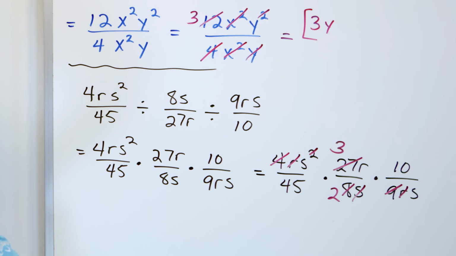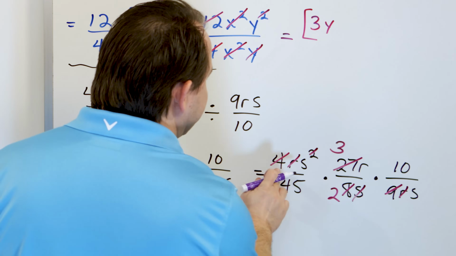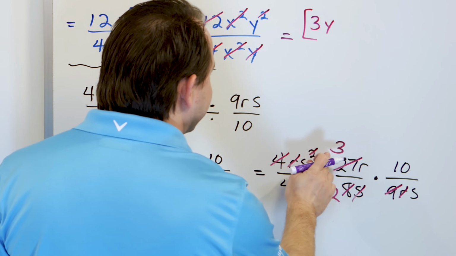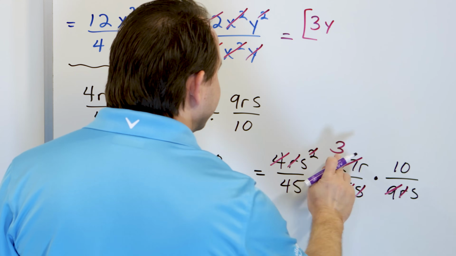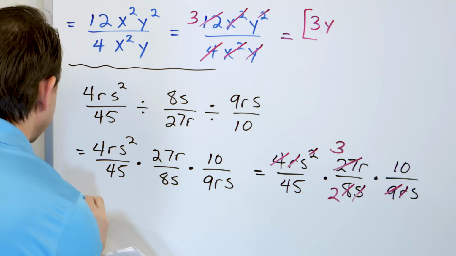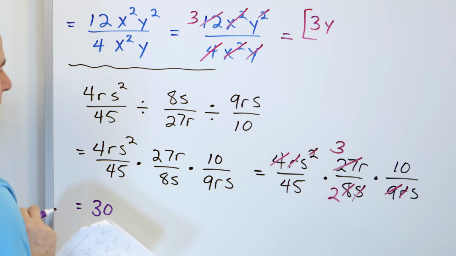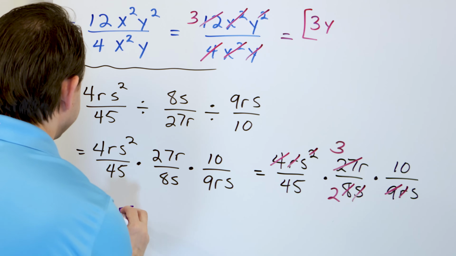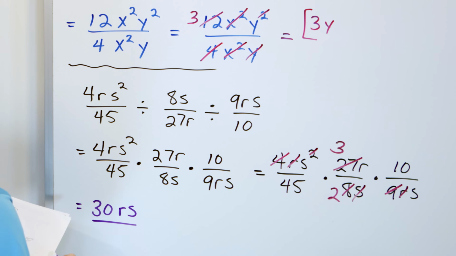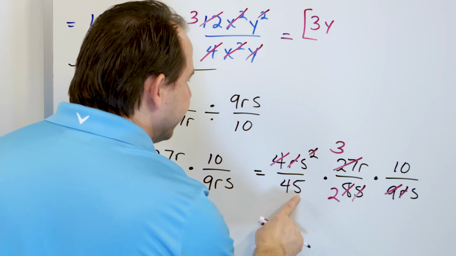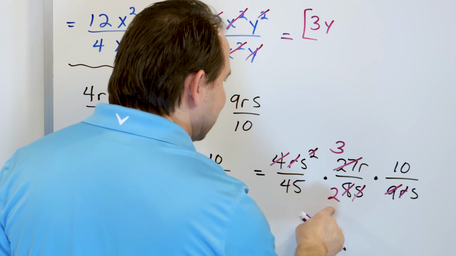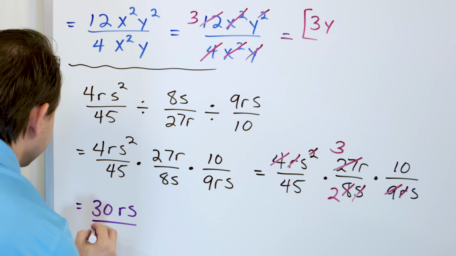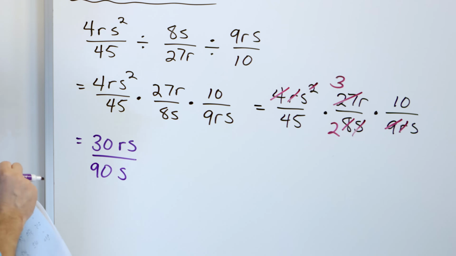And let's go ahead and cruise along here. Don't have any numbers here, just have an s times a 3 times an r times a 10. So 10 times 3 is 30. So what I'll have is 30, right? And then r times s, rs over. Over here I have 45 times 2 is 90. And then I only have an s left over. So I have 90s.